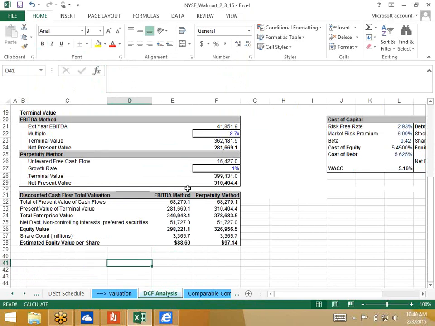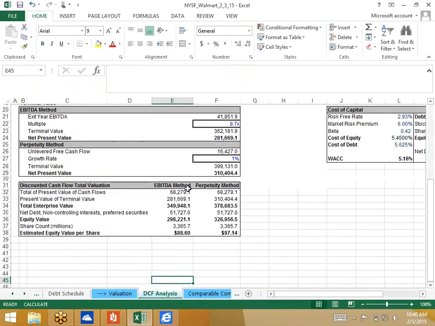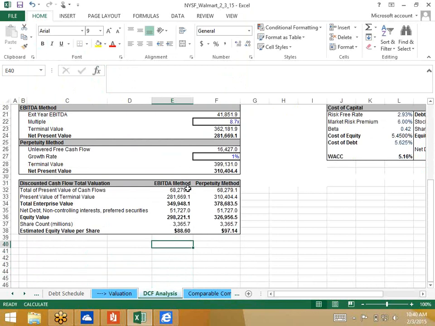So let's put together a variable data table. And it's important for you guys to know how to do that anyway. That would say, if the WACC were to change or the multiple were to change, how would the stock price change? So this is called a two-variable data table. I'm going to title this table EBITDA value, equity value, meaning the equity value based on EBITDA.